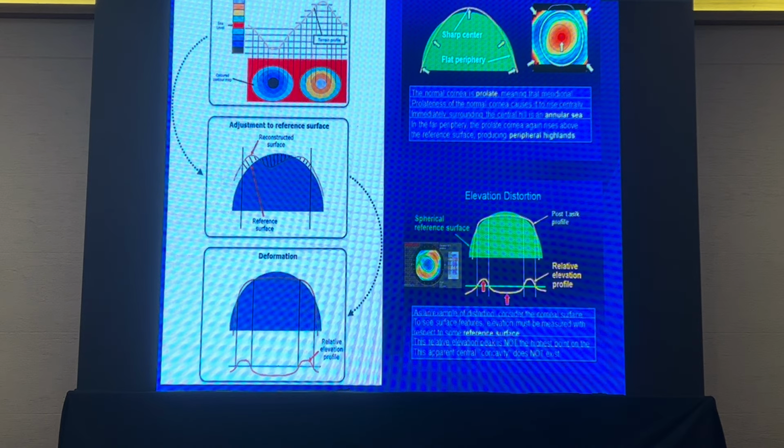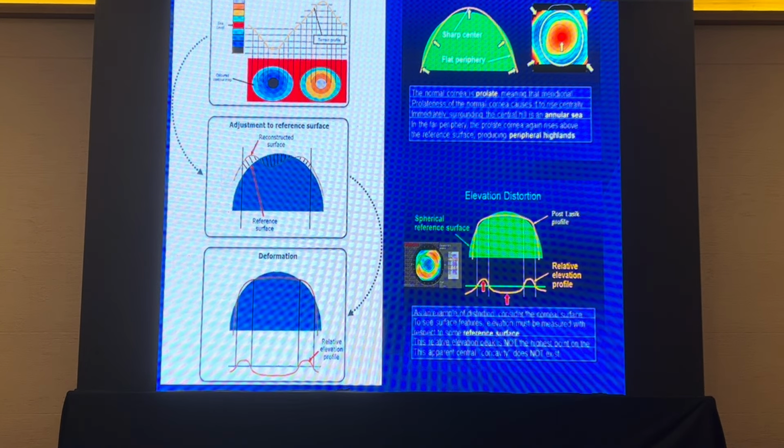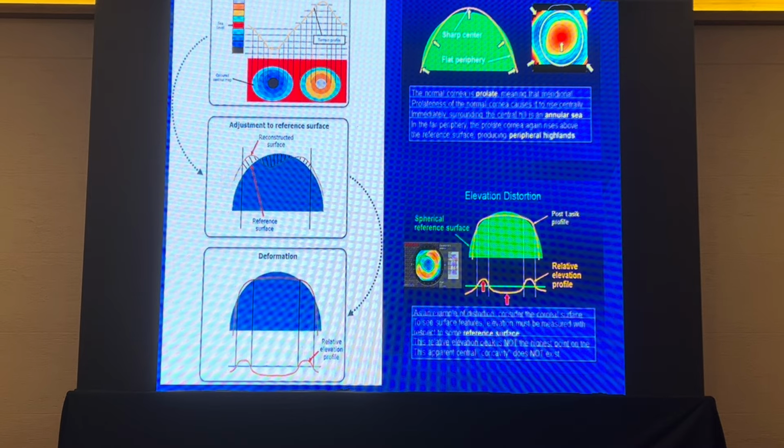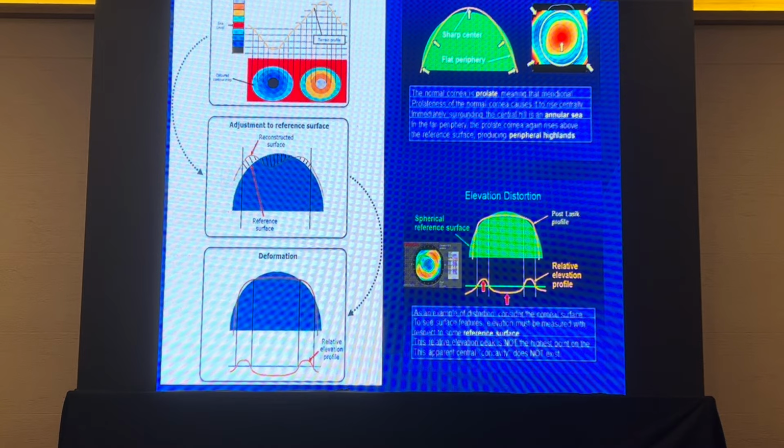So in this, the green colored dome that you see is the float or the best fit sphere. The cornea is usually prolate shape. So in the central part of the cornea, it will be elevated above that, so it will appear as red color. While in the mid periphery, it will be flat, so it will appear as blue in color, and in the extreme periphery, the shades of red will come again.